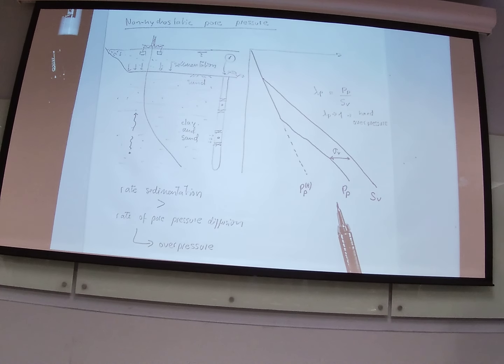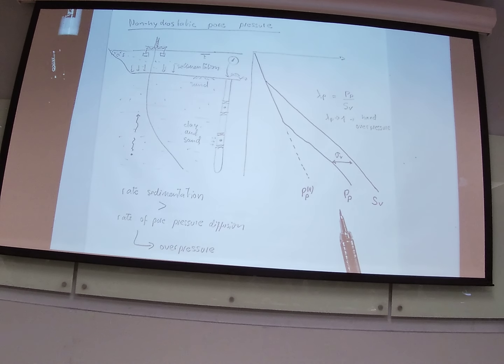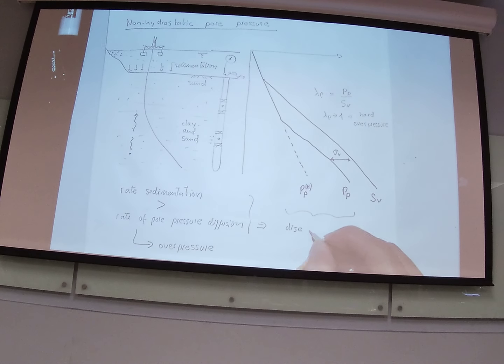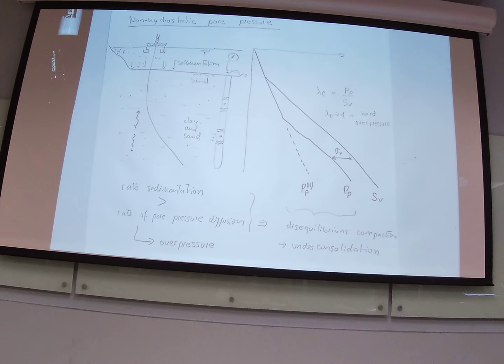And right now we're looking at the mechanism called disequilibrium compaction. Whenever we have something like this and that, we call that disequilibrium compaction. And this is also called under consolidation. So our objective now is to find a method in order to calculate pore pressure.